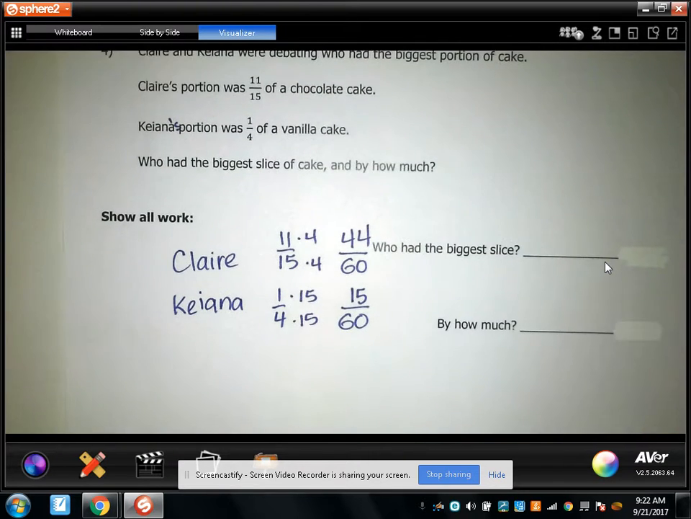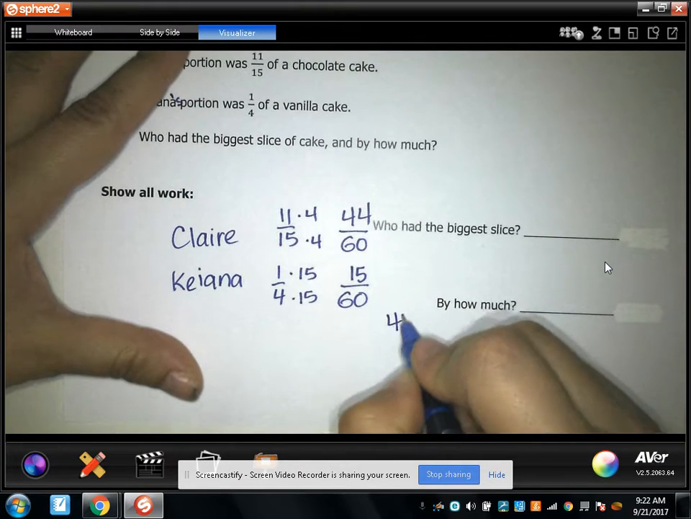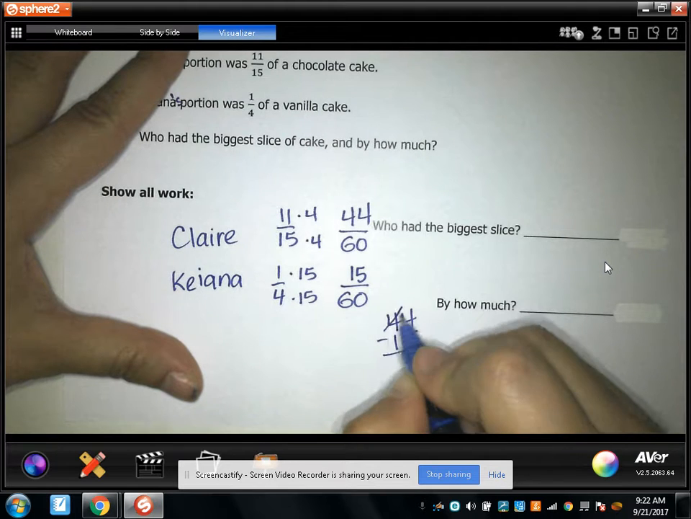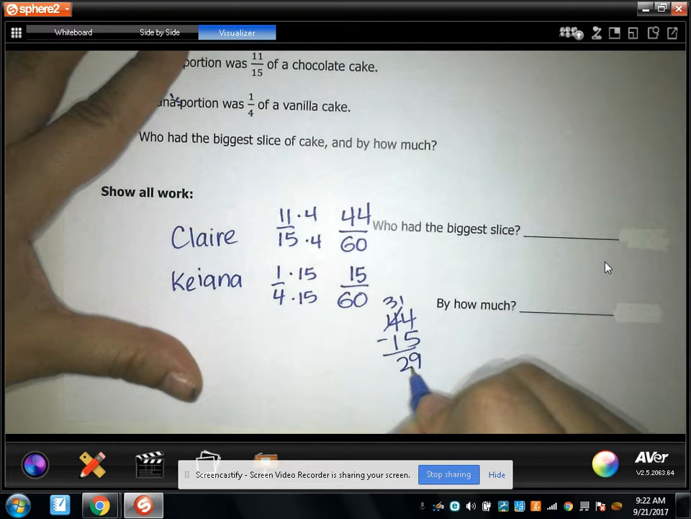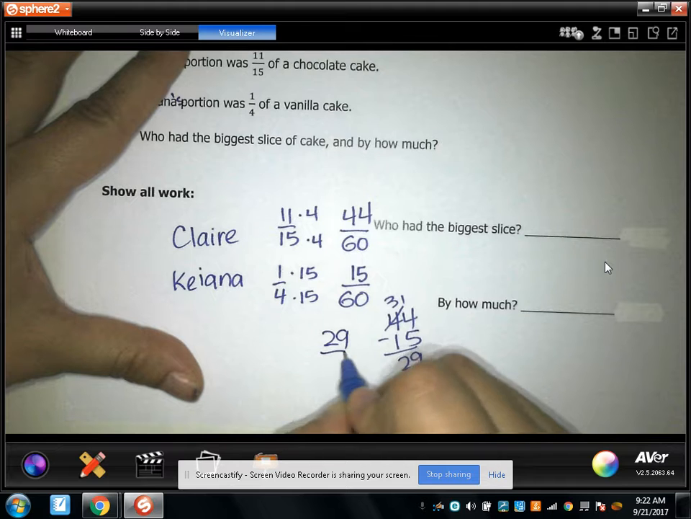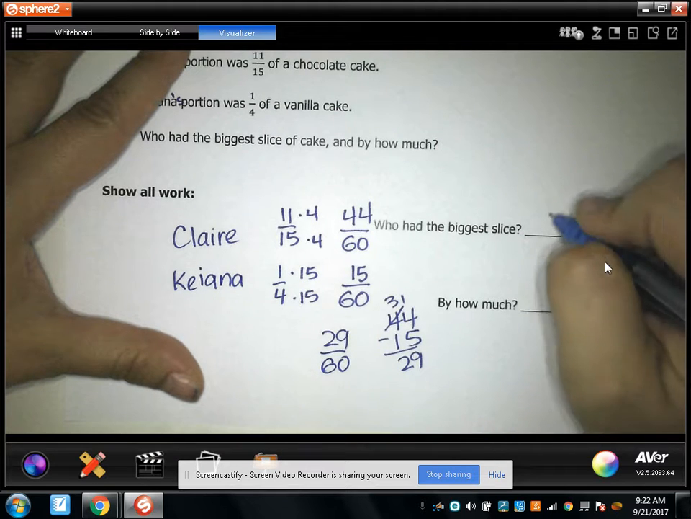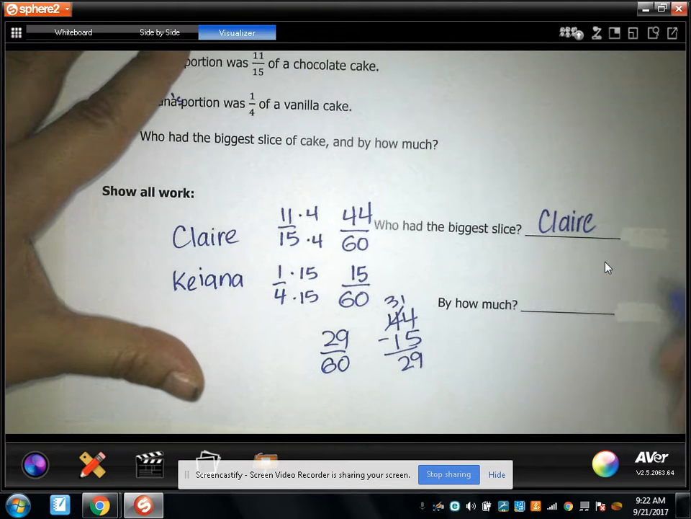Claire has way more cake. She has more cake by 29/60. So who has the bigger slice? Claire. By how much?